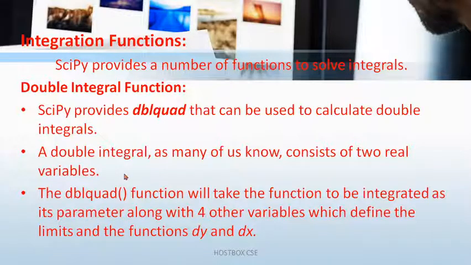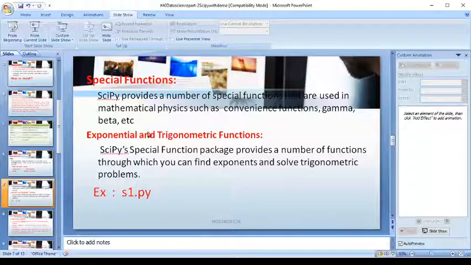This function will take the function to be integrated as its parameter, along with 4 other variables which define the limits and the functions called dy and dx. In mathematics, when you do it manually, you can do the integration, but in programming that is not possible. So instead, we use the function dblquad with the function and some symbols. Let's cover a simple example here.